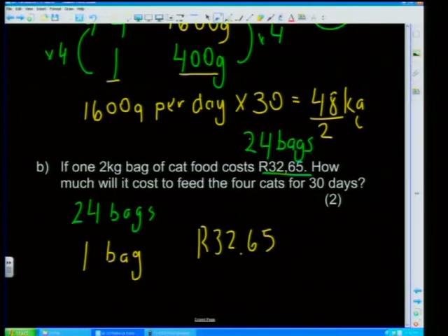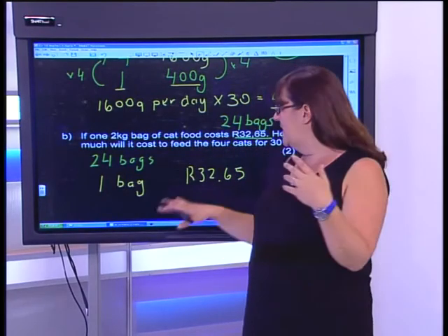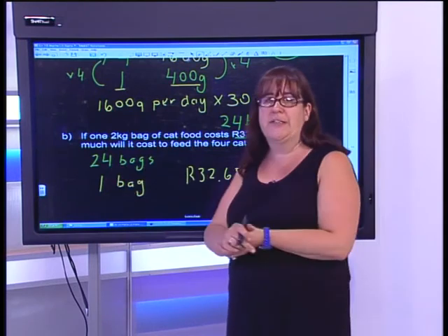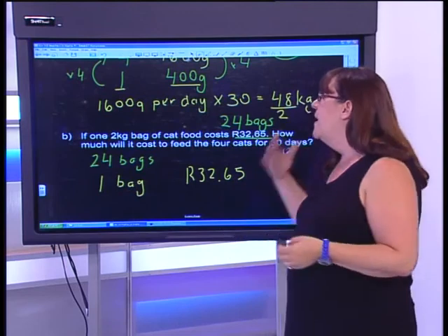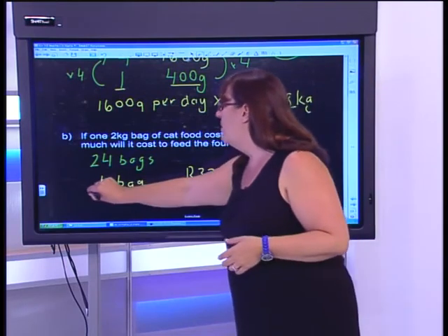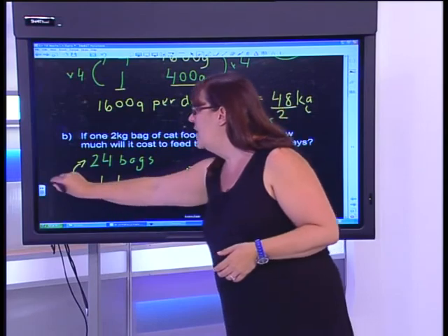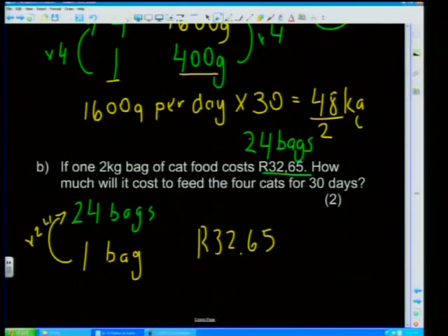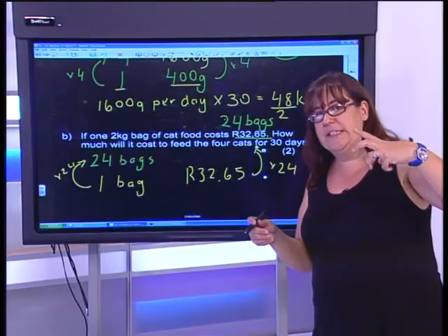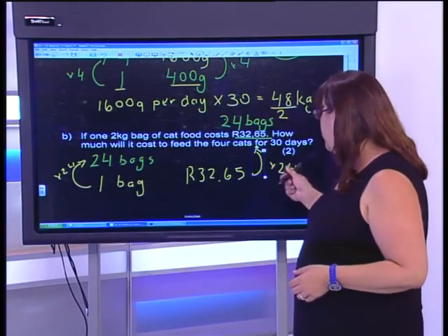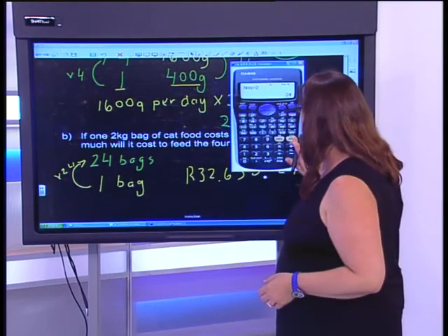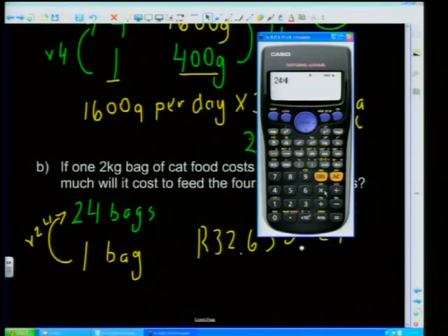Now guys, very often you're going to see this and you're going to go, well, I know exactly what to do. I need to take my 32.65 and I need to multiply it by 24 and that's going to give me my answer. But look at it as a ratio. I'm going from 1 bag to 24. Well, what do I do there? I times by 24. And then I'm going from this price to my new price, which is unknown. So I'm going to times that by 24. And can you see that that's exactly what instinctively sometimes you do? So we need to take 32 Rand 65 and times by 24 to get our answer.